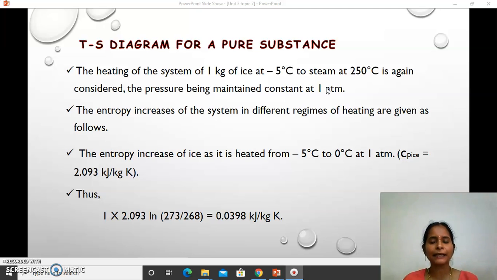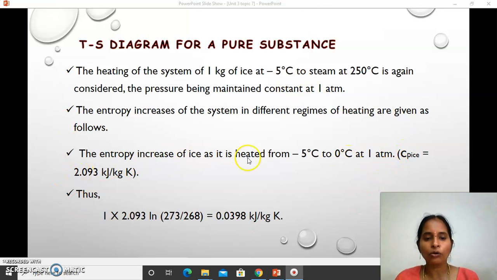sensible heat. Wherever you can see or sense the increase in temperature, it is called sensible heat, and phase change occurs only during the latent heat. The latent heat of fusion, latent heat of sublimation, latent heat of vaporization take place at constant temperature, and the temperature depends on the pressure you are maintaining, or the saturation pressure depends on the temperature which you are fixing, that was already discussed.